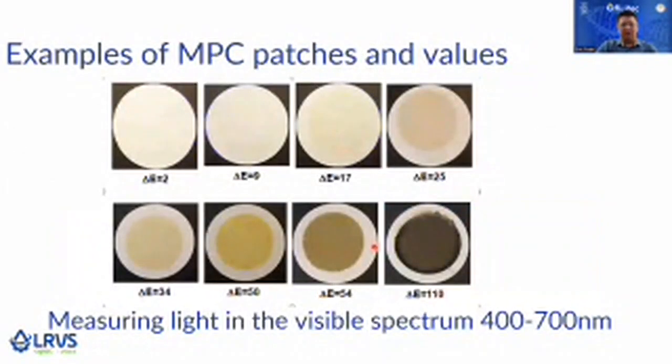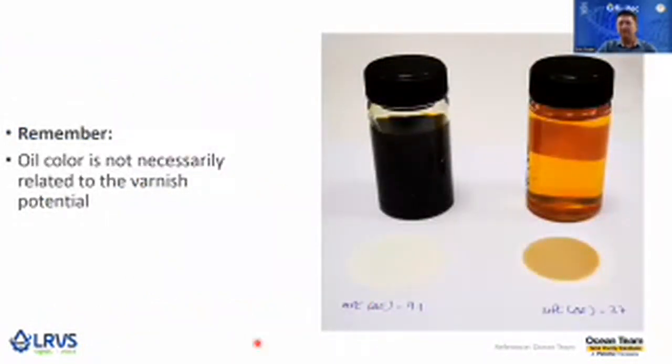I will show you an example of the MPC patches. As you can see, the darkest color on the MPC patch represents a higher MPC number, which is a higher varnish tendency. And one thing to remind: the oil color is not necessarily related to the varnish potential. You see the picture on the right. The darker color oil only has 9.1 MPC, but the lighter color oil has 37 MPC. Therefore, the visual measurement is not really accurate. I would say it is not recommended for varnish testing.